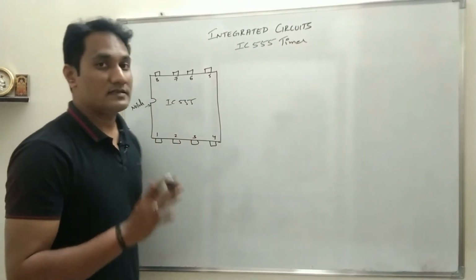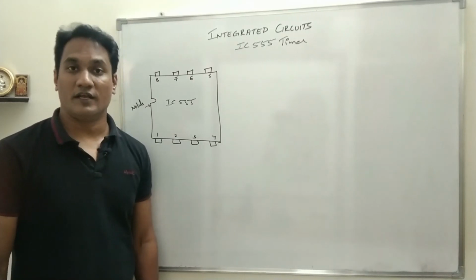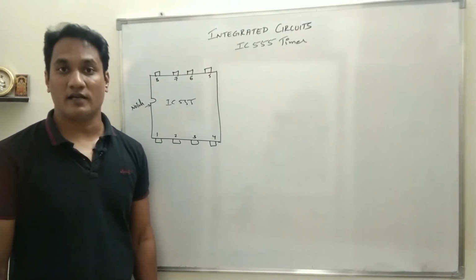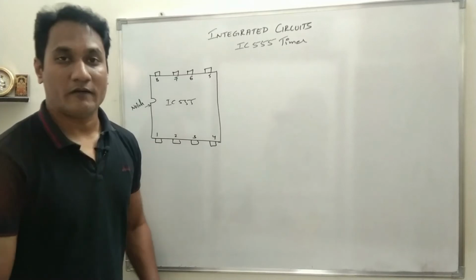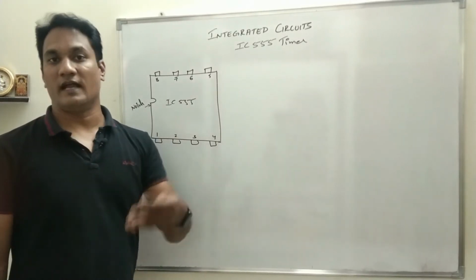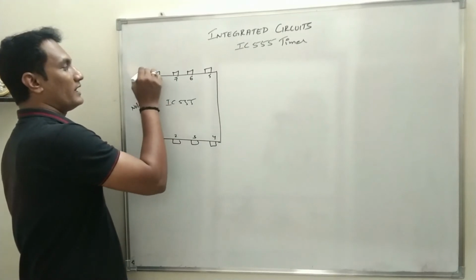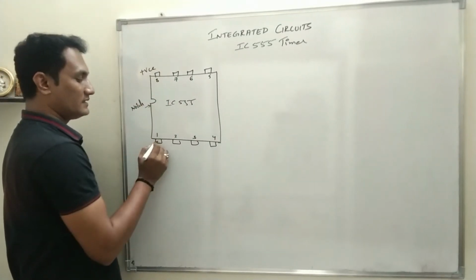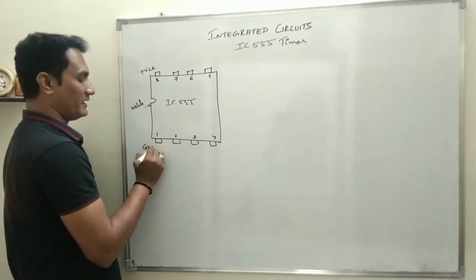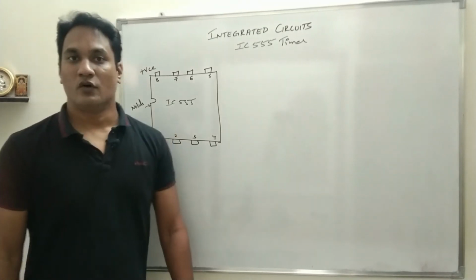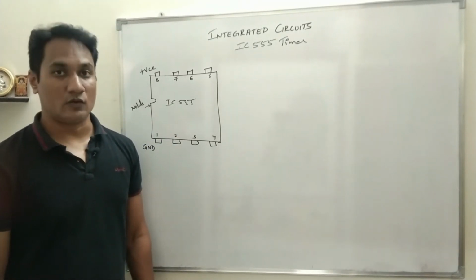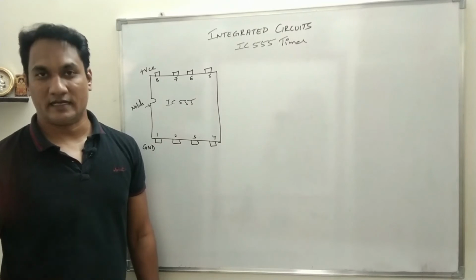Okay. Now as I said, these ICs work when you give an external power supply. Power supply means a positive terminal and a negative terminal. In case of IC 555, pin number 8 is plus VCC and pin number 1 is ground. Okay, pin number 1 is ground. That means positive and negative supply.